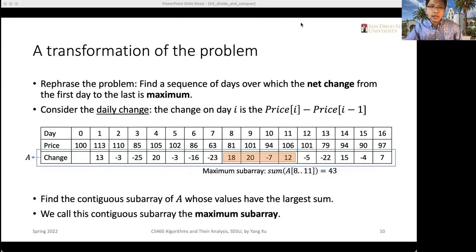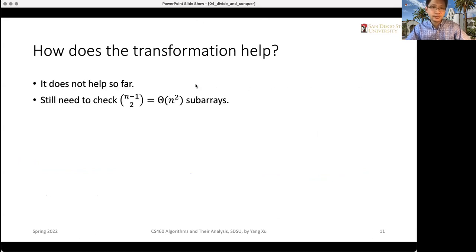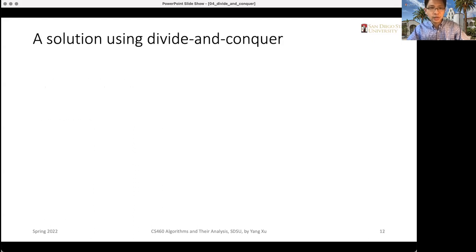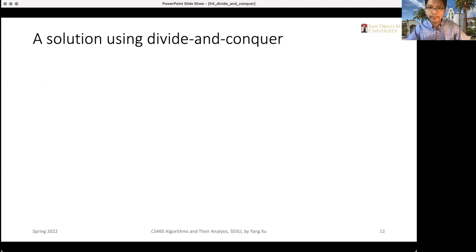So it's just a transformation. We don't know how to solve it yet. If we only have this transformation, it doesn't help so far, because if we just stick with the brute force method, we still need to check a quadratic number of subarrays. So now we need to consider the efficient solution. We need to consider the divide and conquer approach.